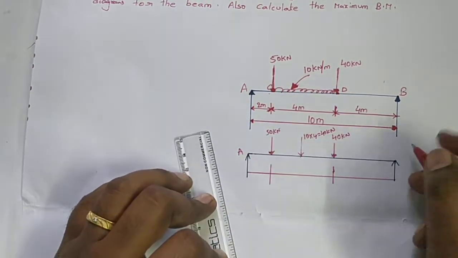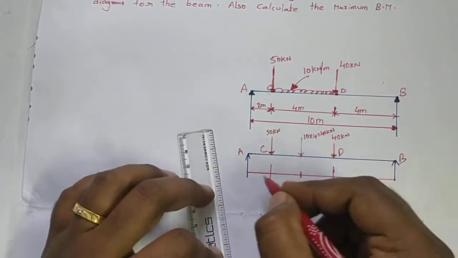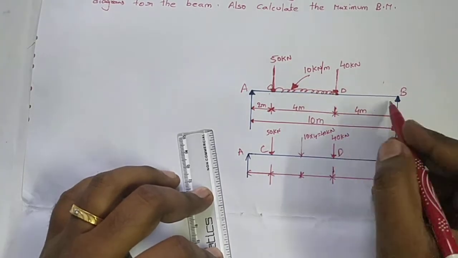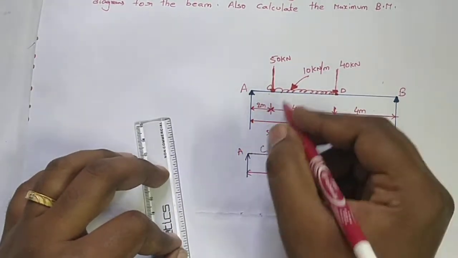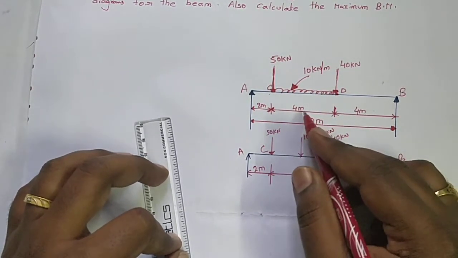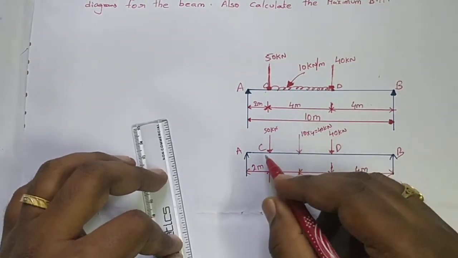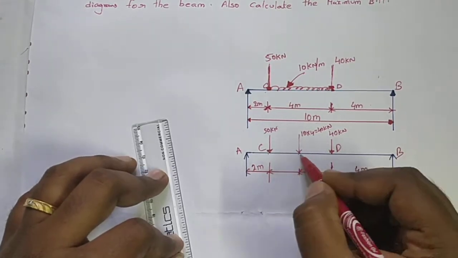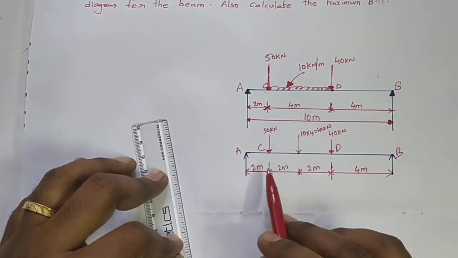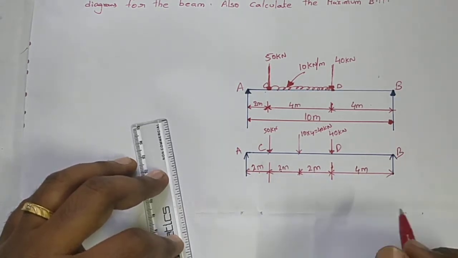It is point A, B, C, D. From D to B is 4 meters. From A to C is 2 meters. From C to D the total distance is 4 meters. Here we converted the UDL load so that it will act at the midpoint of CD, so the distance from this point to this point is 2 meters, and from this point to this point is 2 meters. The total distance is 2 plus 2 is 4, 4 plus 2 is 6, 6 plus 4 is 8. The total distance is 10.